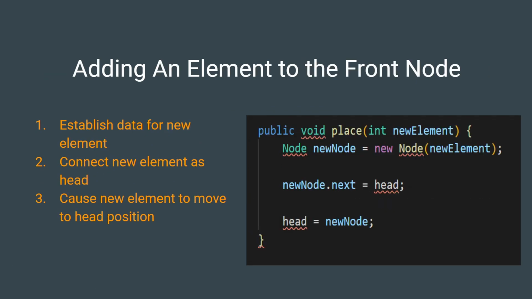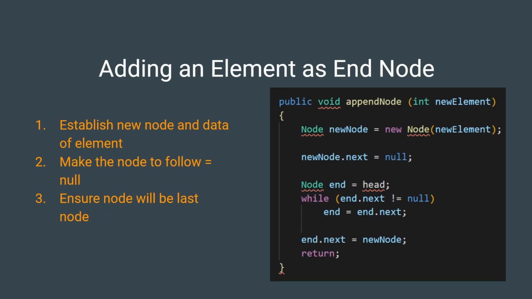Next, you can add an element to the front node. Again, here is the code for that. In order to do that, you have to establish data for the new element, connect the new element as the head, and cause the new element to move to the head position. And that's what's covered in the code here provided.